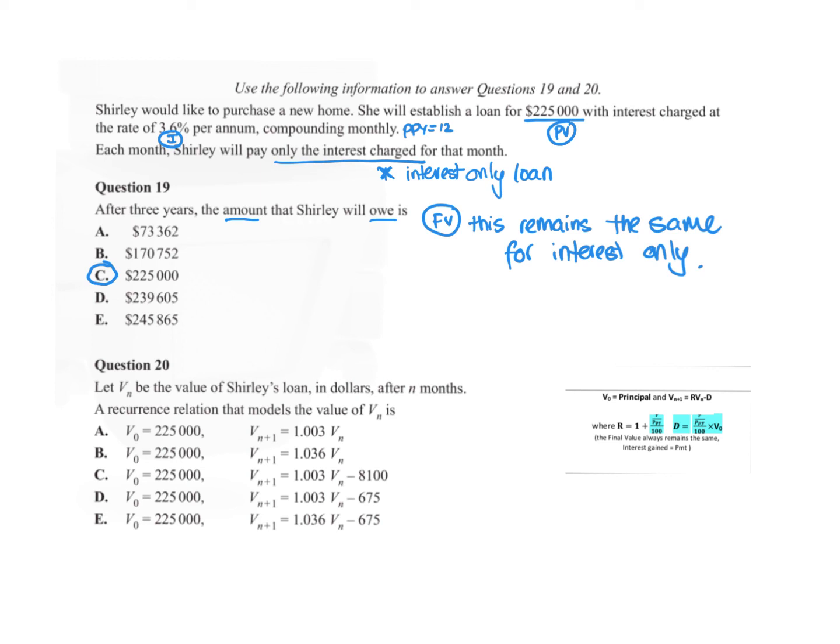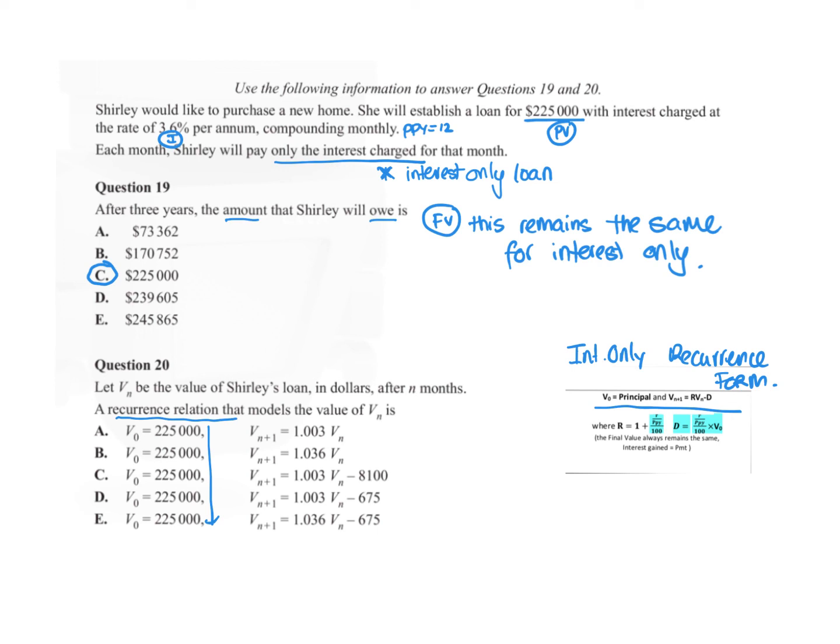Let Vn be the value of Shirley's loan in dollars after n months, write a recurrence relation for the model. So I've gone to my formula sheet, and this is my interest only recurrence formula. Okay, so it shows me how to set it up right there. So you've got to have the V0. So the V0 is 225,000, and you can see all of them have that. So that's the same.